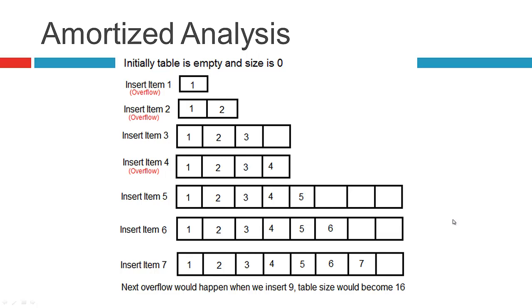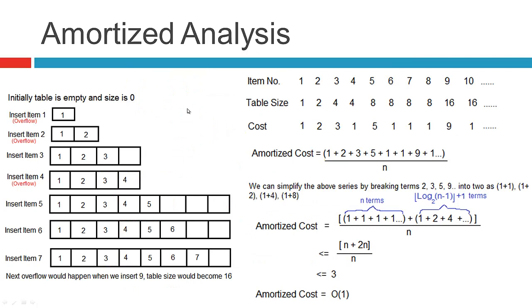So let's do an analysis on this process. Here on the left, we have that same figure showing the insertions. And here on the right, we're actually going to do the analysis. So for item number 1, for instance, our table size is 1. So our cost of appending or inserting it into that table or array is just 1. Item number 2, table size was 2, so our cost was 2, order n.